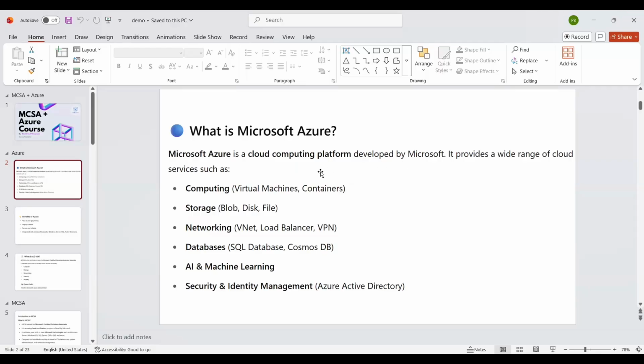So when you talk about the administrator level, for the administrator level, we have the AZ-104 certification. In that certification, we are majorly going to cover the compute services like virtual machines and containers, and for storage services, blob storage, disk storage, and file storage. Then we are also going to cover the networking part, like virtual network, load balancers, VPNs, right?